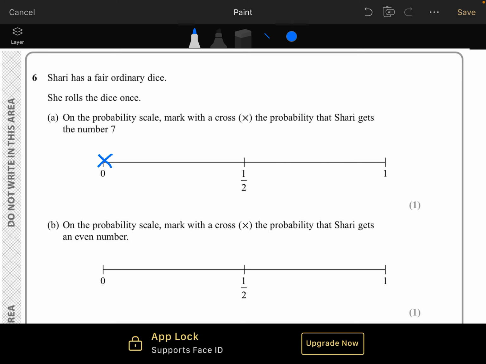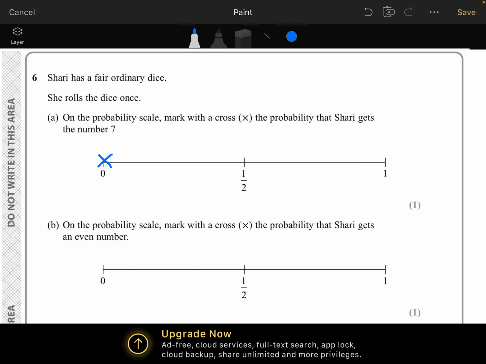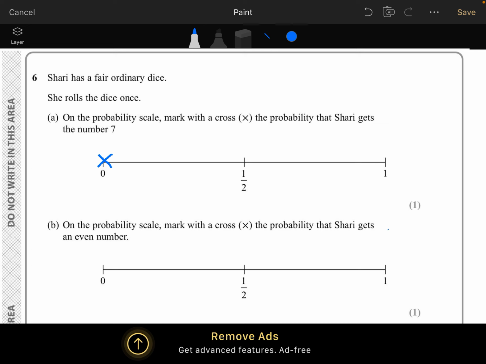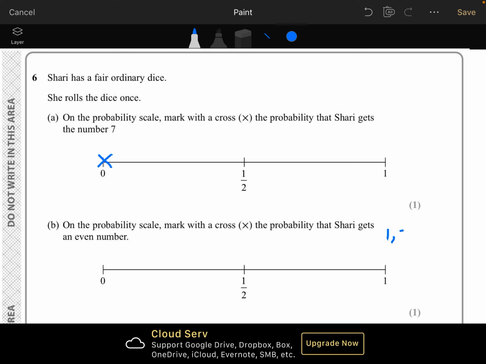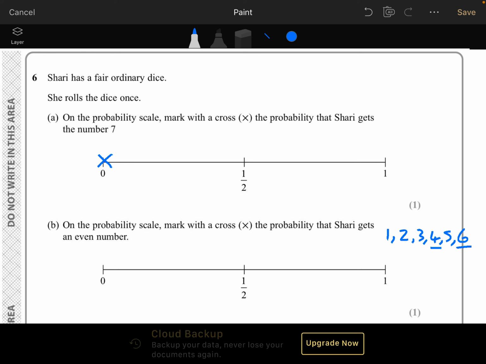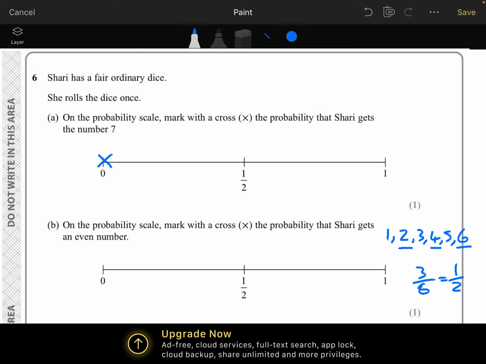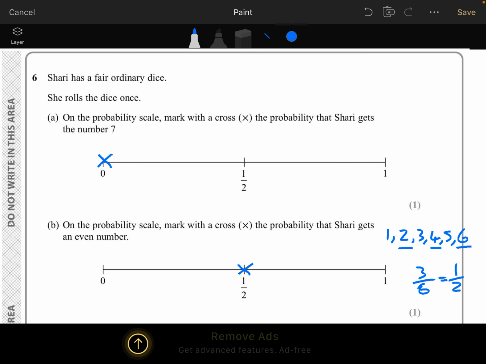Next, it says for B, on the probability scale, mark with a cross the probability that Shari gets an even number. Well, there are 3 even numbers. If you imagine with a dice, we've got 1, 2, 3, 4, 5, 6, and 1, 2, 3 of those numbers are even. So it's 3 out of 6. 3 out of 6 is the same as a half. So I need to put my cross in the middle there.